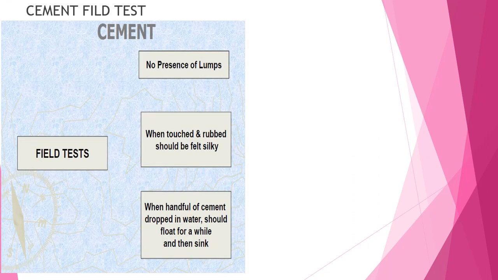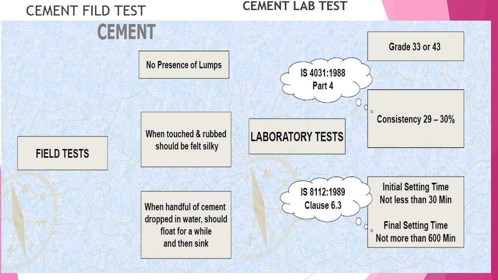Cement field test. Cement field tests are categorized in three categories: no presence of lumps. When touched and rubbed in the hands, it should be smooth and silky. When a handful of cement is dropped in water, it should float and not sink. Cement laboratory test is based on IS 4031 1988 part 4.